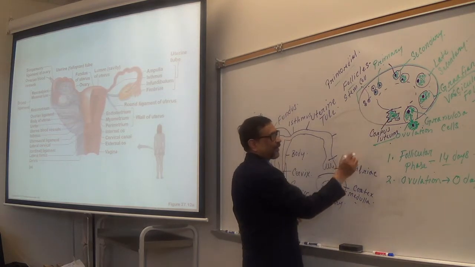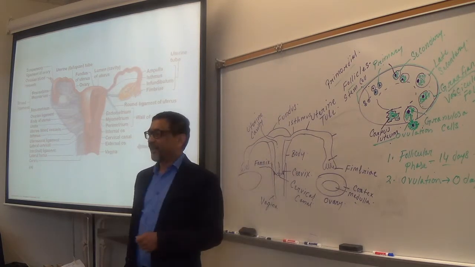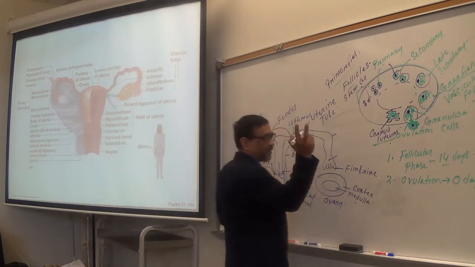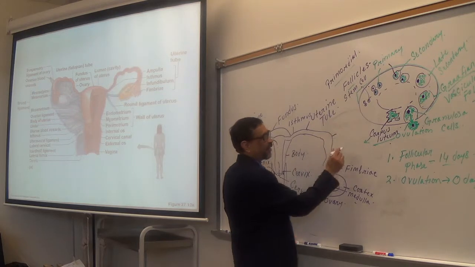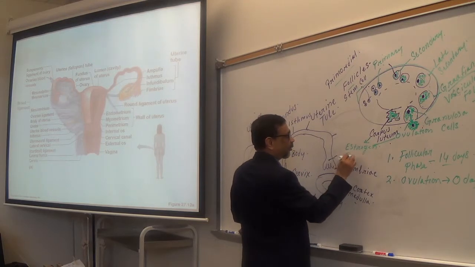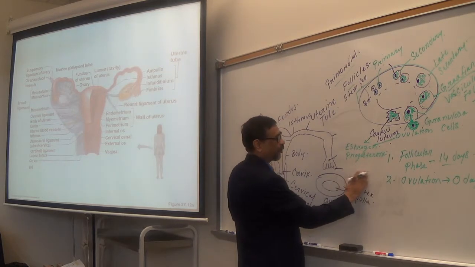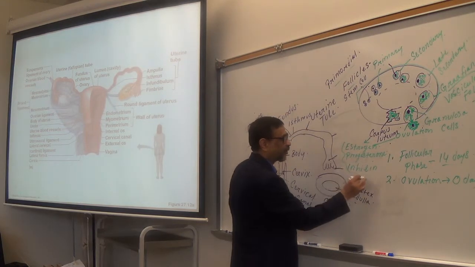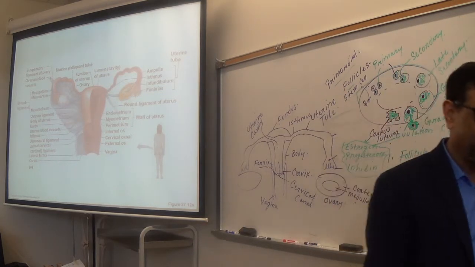Now Corpus Luteum acts as a temporary gland, very important, remains there and acts as what? A temporary gland, and secretes 3 important hormones. Since it acts as a gland, it releases hormones: estrogen, progesterone, and another hormone that is called inhibin. So these 3 hormones are secreted by the corpus luteum. Is it clear? Okay.